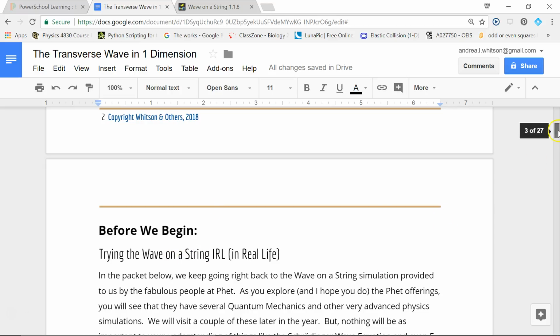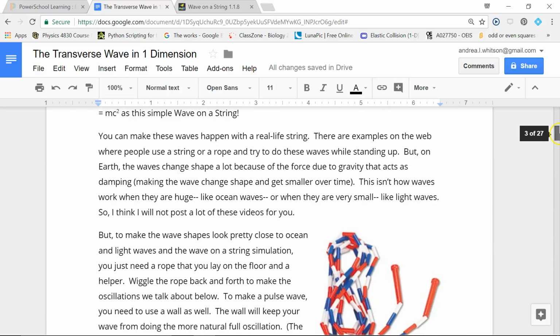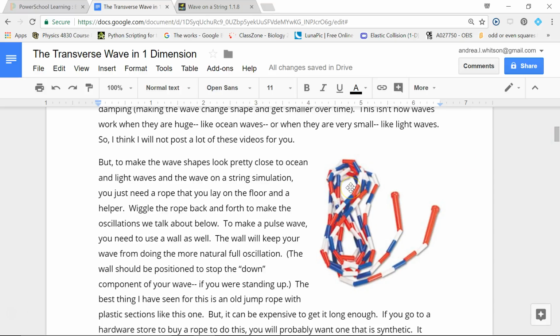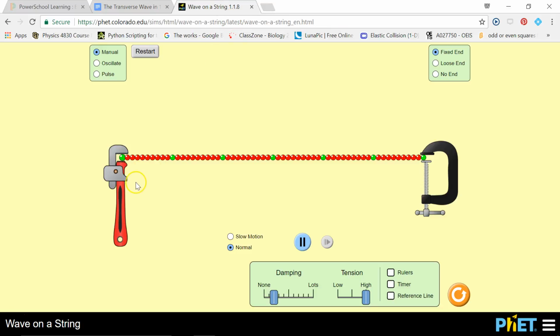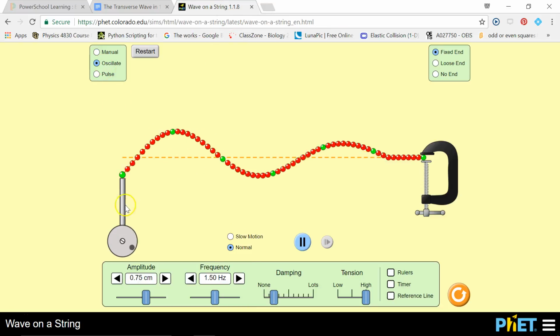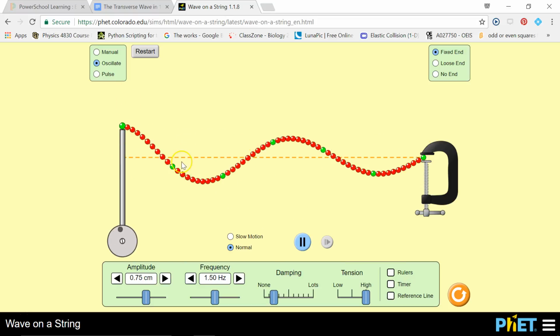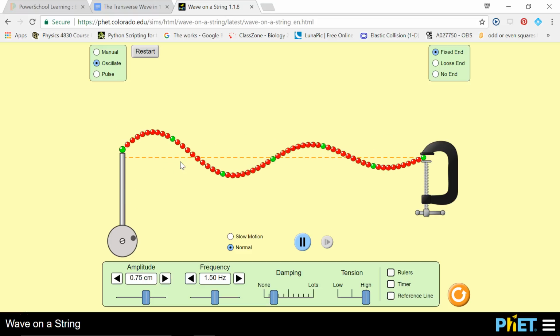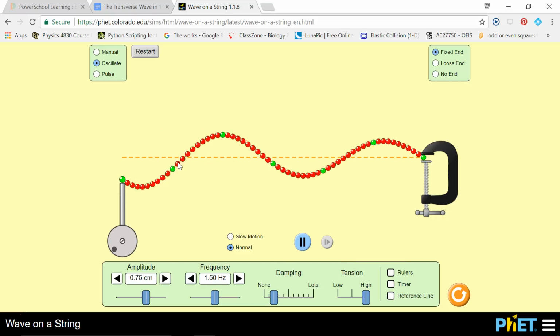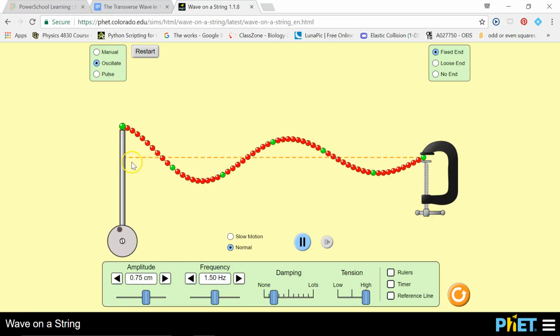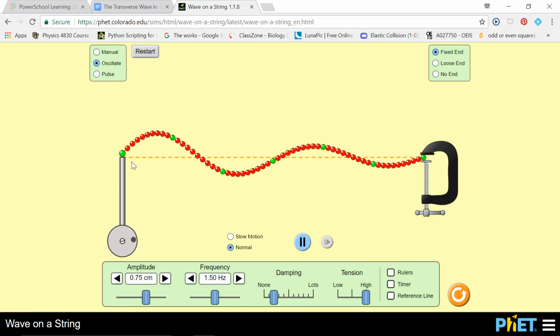Before we get started, there is a way to do this in real life. There are people on the web, and I'm going to put one video on our weekly page of a woman, an AP physics teacher, who was able to show resonance on a string. She has a student waving a long spring up and down, and she shows resonance. By the end of this packet, you will be doing resonance, so don't worry if you don't know what that is yet. I'm probably just going to put that one up.